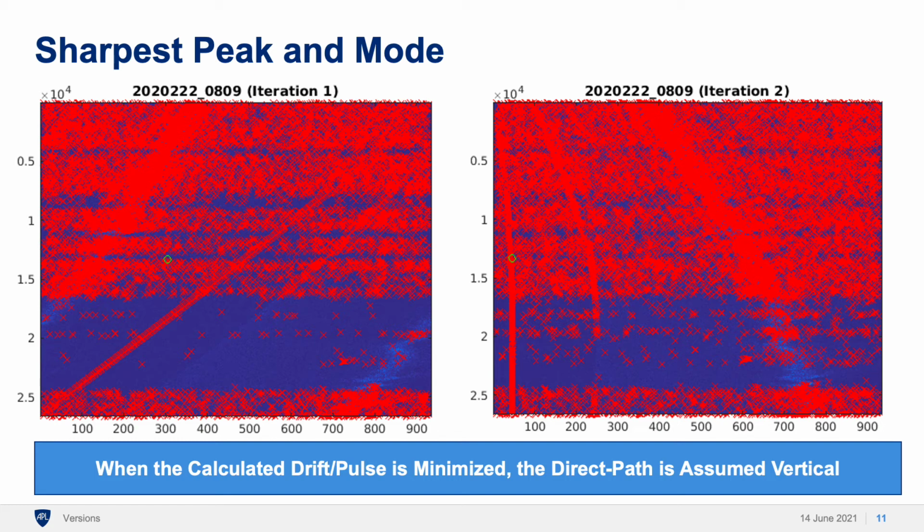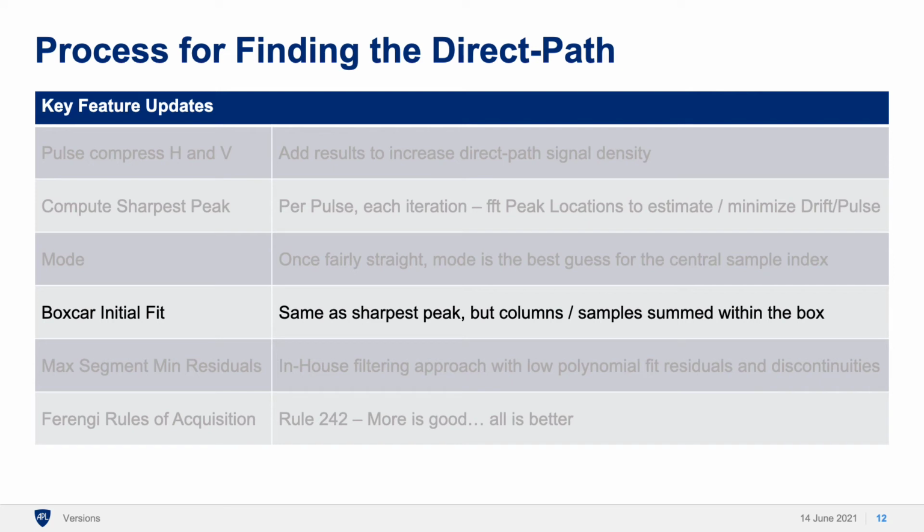The green circle is the mode of the estimates in terms of samples. It gives us the sample in which the direct path estimates occurred most often. We can see that by the second iteration, the direct path is fairly linear, and the mode has selected a good location. Next, we want to provide estimates along the direct path and attempt to remove some of the noise estimates that we just showed.